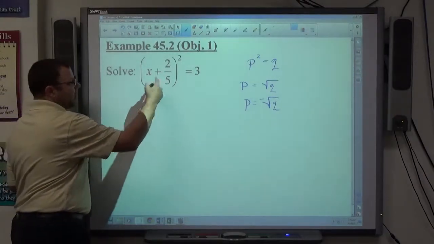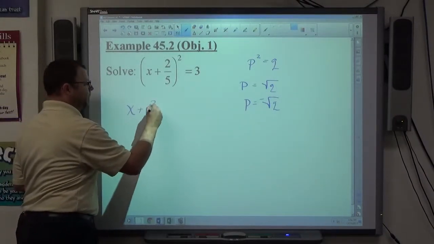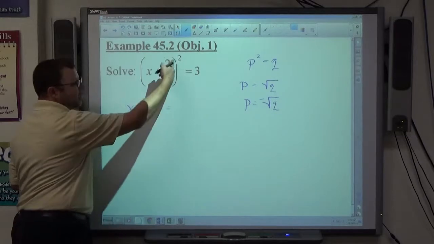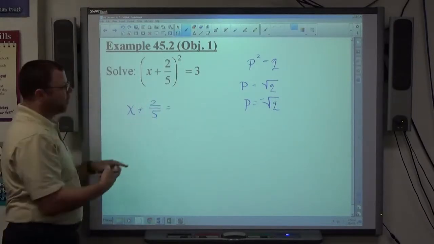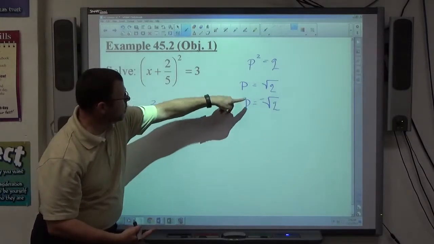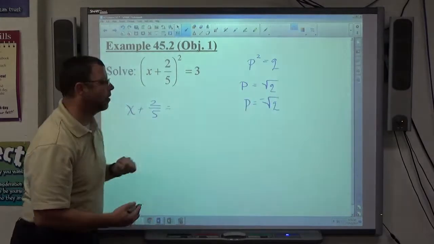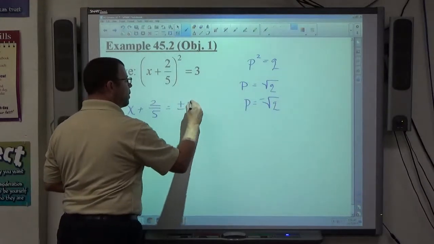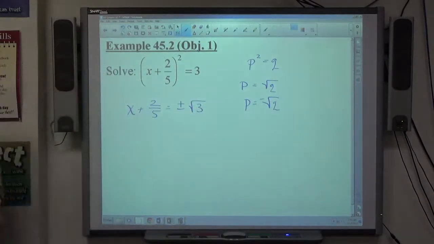So if x + 2/5 is p, it's squared here, now it's not squared anymore. The theorem says if I don't square p anymore, I'm supposed to take the square root of q and the negative square root of q, so plus or minus the square root of 3. Is that simply applying the theorem?